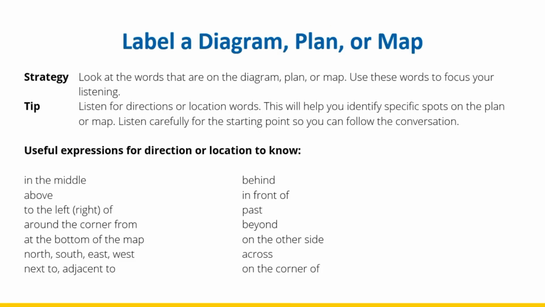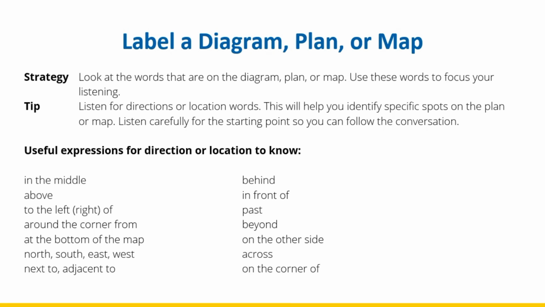And now we're going to review how to label a diagram, plan, or map. Remember, when you're completing this type of task, you need to look at the words that are on the diagram, plan, or map. These words will help you focus your attention while listening, and that's very important. Pay attention to direction words or location words. They will help you identify specific spots on the plan or map. Also, make sure you listen carefully for the starting point so you can follow the conversation smoothly.